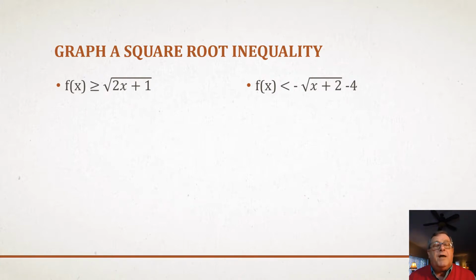So here we've got f of x is greater than or equal to the square root of 2x plus 1, and then we also have f of x is less than negative square root of x plus 2, and then minus 4. Now, as far as our domain, if we set this 2x plus 1, we cannot have a negative number there. That means that x has got to be greater than or equal to 1/2. That doesn't necessarily solve our inequality.